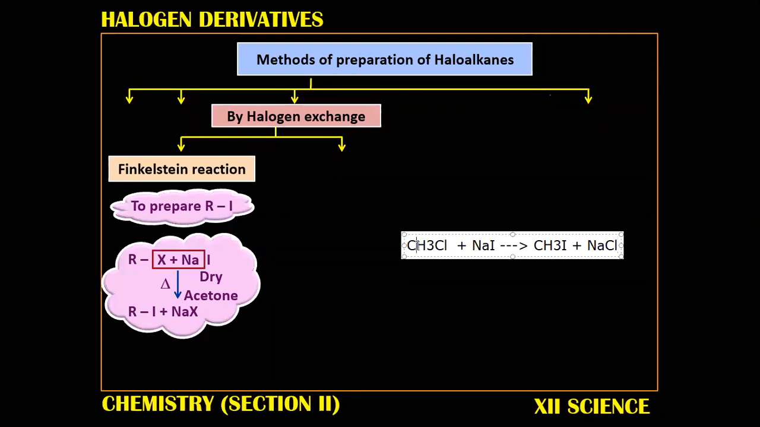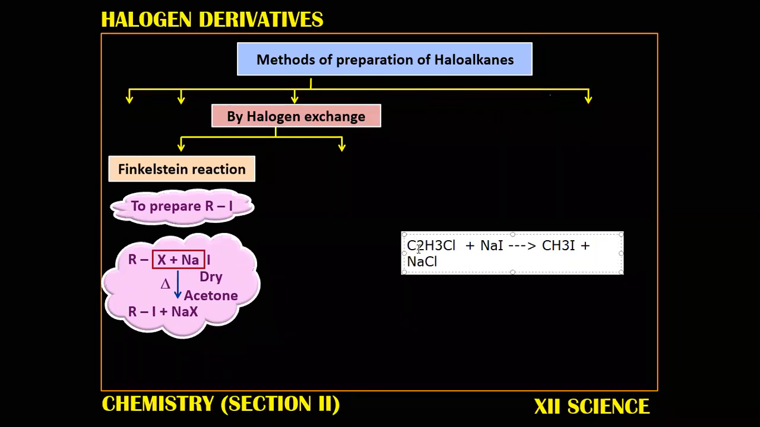Another example you'll take is with ethyl bromide. Ethyl bromide when reacted with sodium iodide will give ethyl iodide and sodium bromide. Two examples you'll write in Finkelstein.